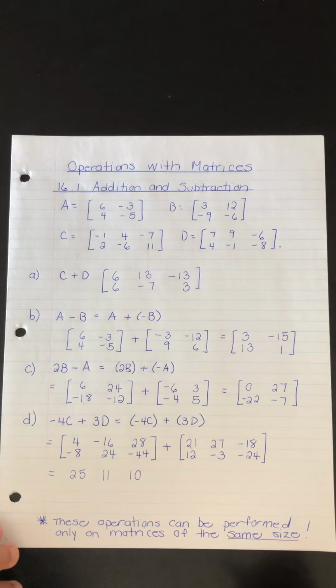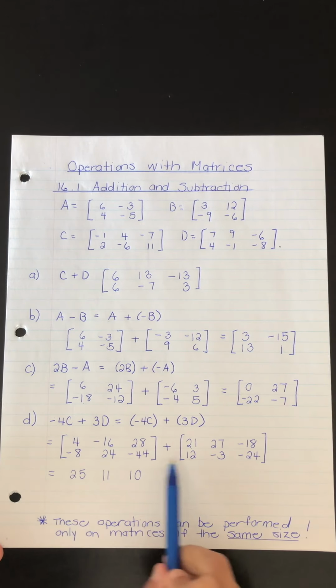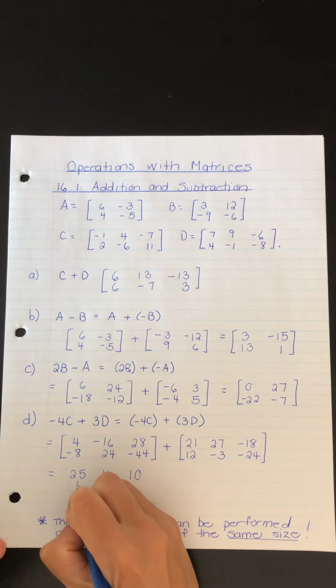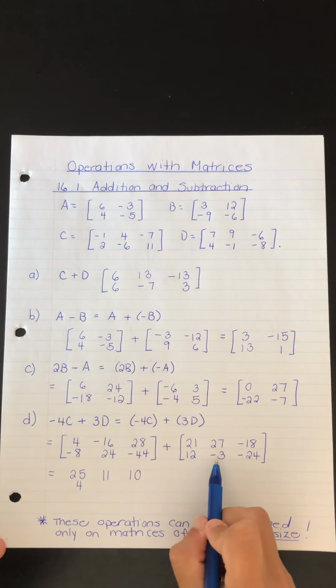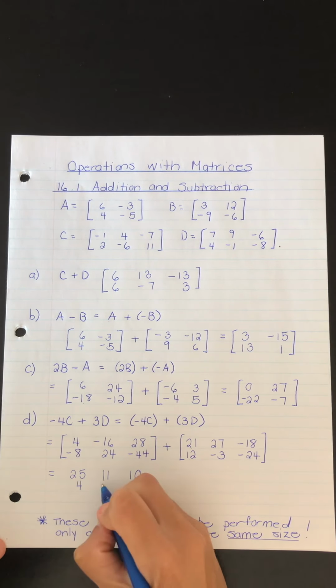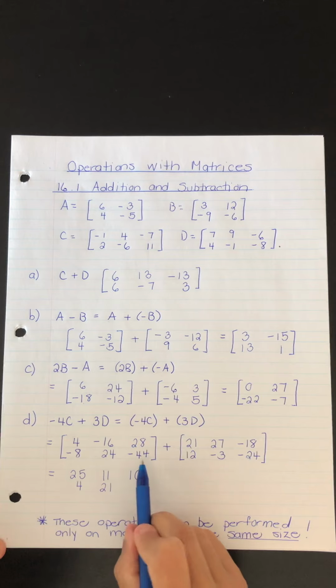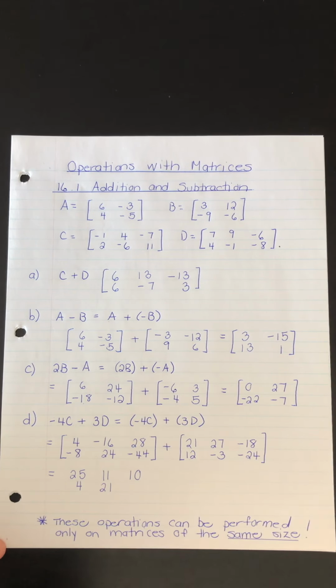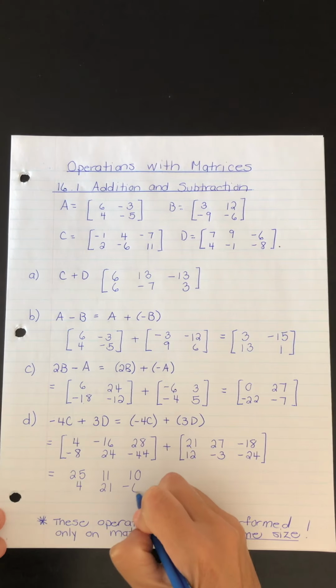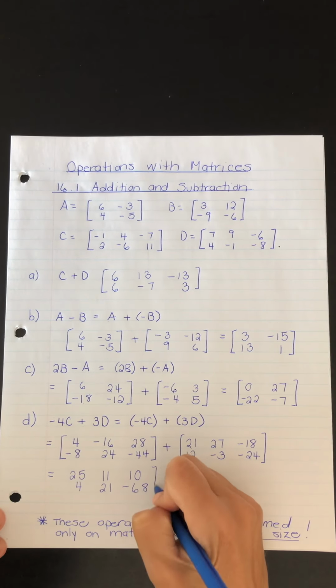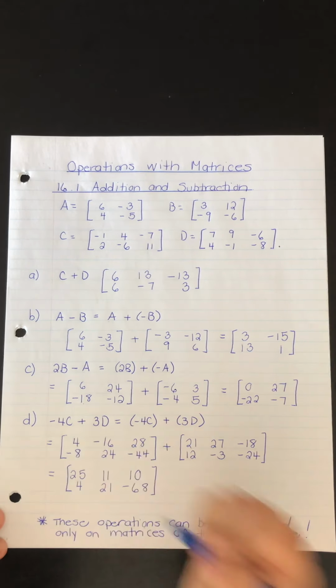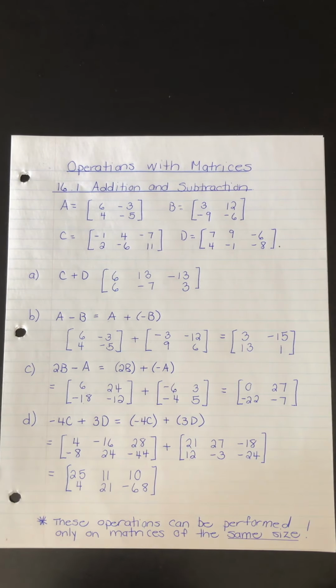So that's how we form the first row of our answer here. And now we'll form the second row. Negative 8 is added with 12. 24 is added with negative 3. And lastly, negative 44 is added with negative 24. And we have our answer.